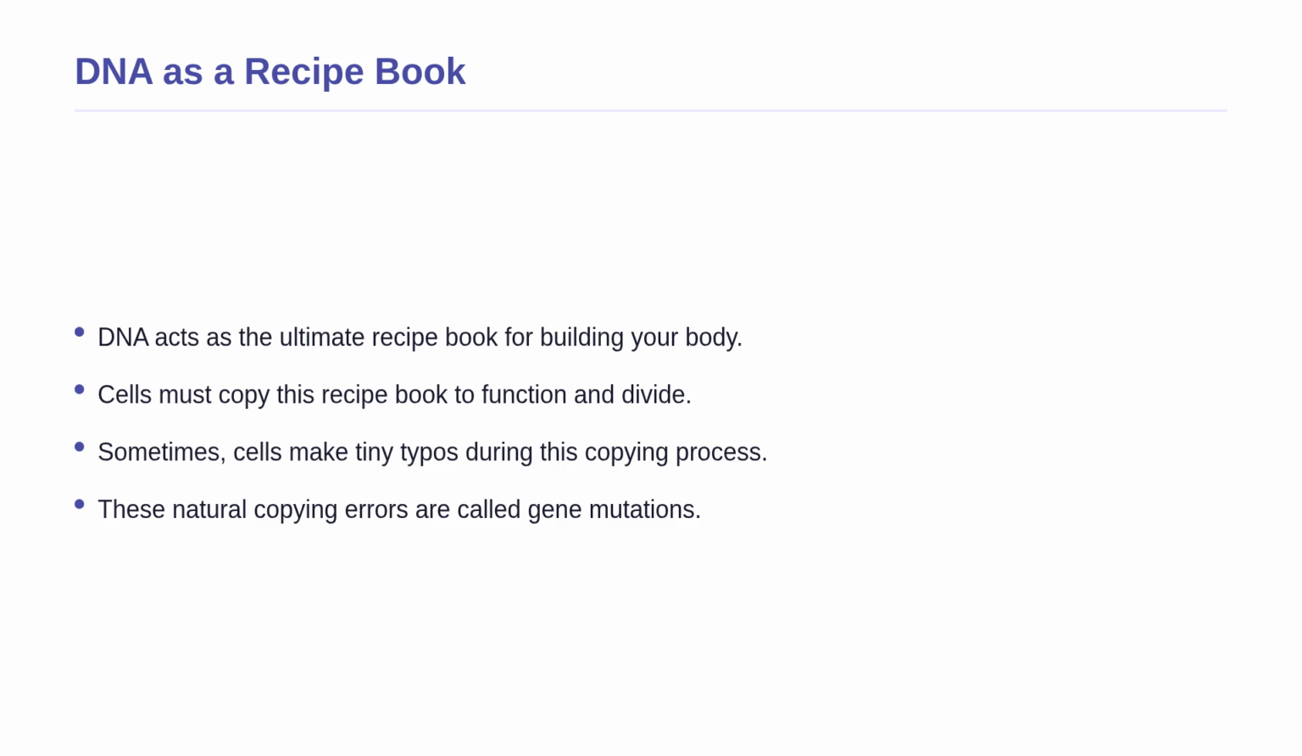In biology, your DNA is that ultimate recipe book, and the letters of the DNA alphabet are used to build everything in your body. Sometimes when cells copy this recipe book, they make a tiny typo, like swapping one letter for another or accidentally skipping a word entirely. These typos in the DNA sequence are what we call gene mutations. While the word might sound scary, it is simply a natural copying error that happens in all living cells.